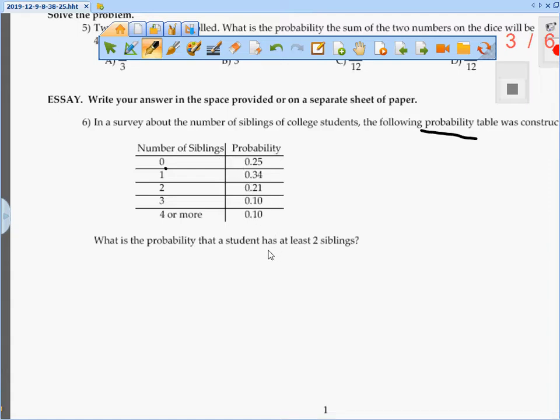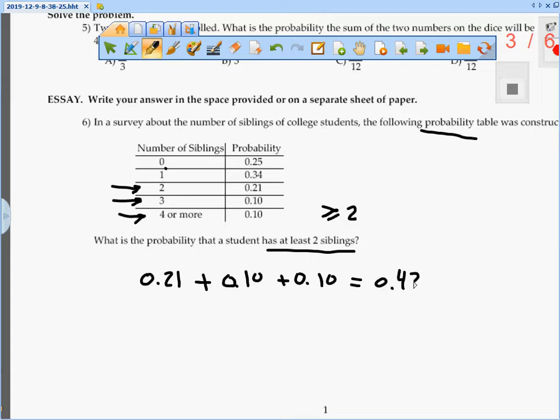I want to find the probability that it has at least 2. When I have at least 2, it means greater than or equal to 2: 2, 3, and 4. So I'm going to add the probability of having 2, which is 0.21, plus the probability of having 3, which is 0.10, plus the probability of having 4, which is 0.10, which is equal to 0.41. I don't have to divide or find the total number. It's 0.41. If I want it as a percentage, it's 41% by multiplying by 100.